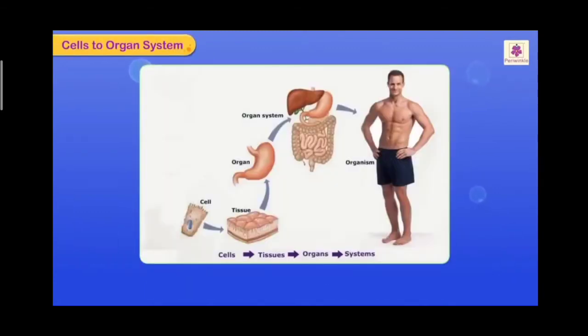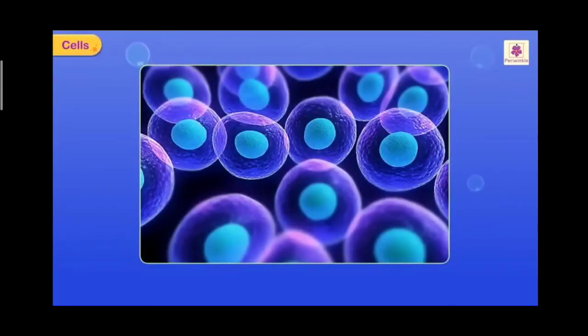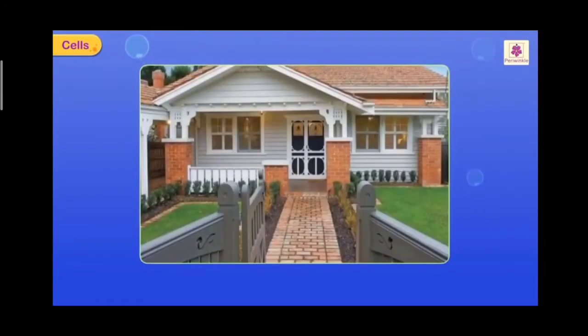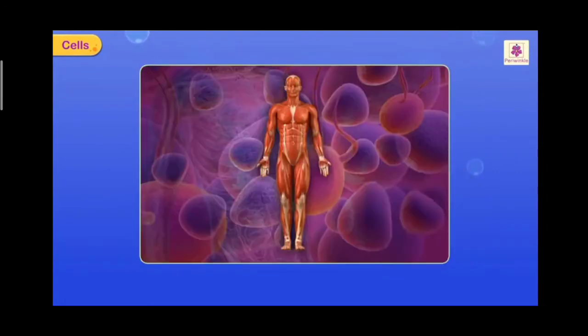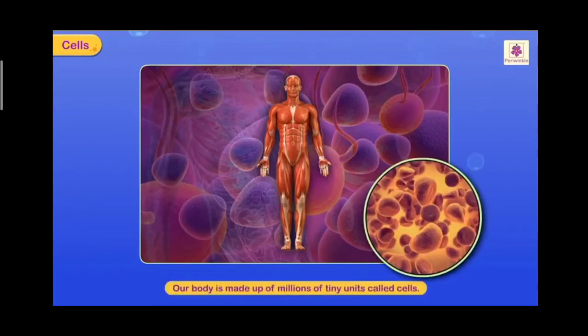Cells to organ system. Cells. Look at this house. It is made up of a number of bricks. Similarly, our body is made up of millions of tiny units called cells. All living things are made up of cells.